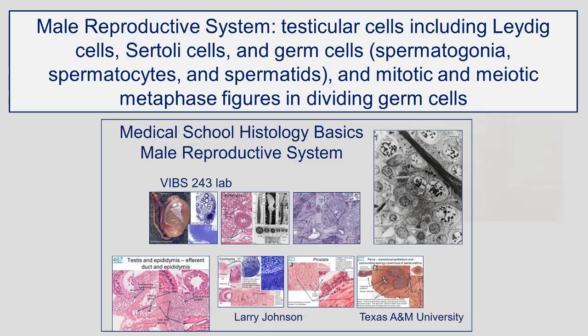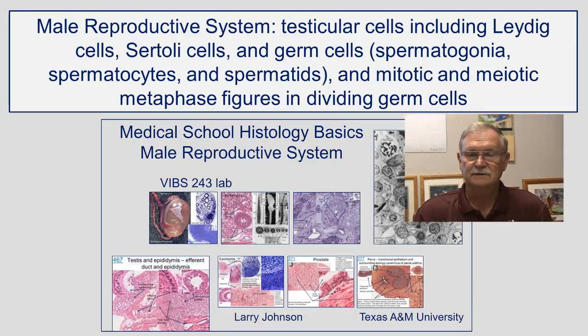Today we're going to talk about the male reproductive system, the testicular cells, including Leydig cells, Sertoli cells, and germ cells, and the germ cells themselves are the spermatogonia, spermatocytes, and spermatids, with mitotic and meiotic metaphase plates in dividing cells.